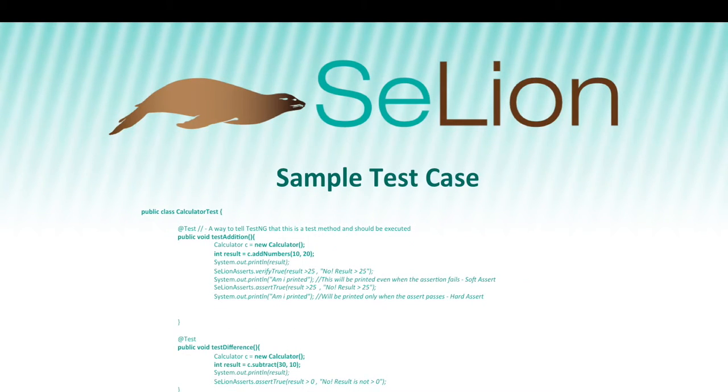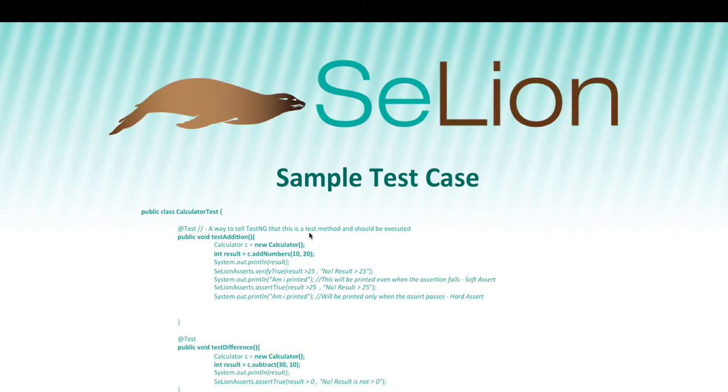Here is a sample test case. It is just a simple Java class, whereas the methods inside the class are annotated with @Test. It's a way to tell TestNG that this is a test method and should be executed. If you take a closer look at this example, I've shown the usage of a hard assert as well as a soft assert. A soft assert signature will start with CLineAsserts.verify followed by true or false or equals, whereas a hard assert signature will be like CLineAsserts.assertTrue or false or equals.